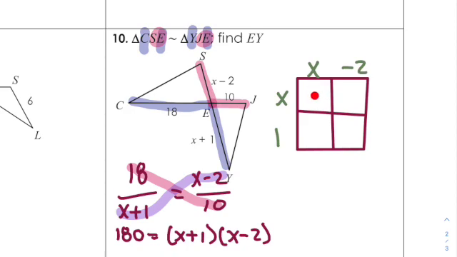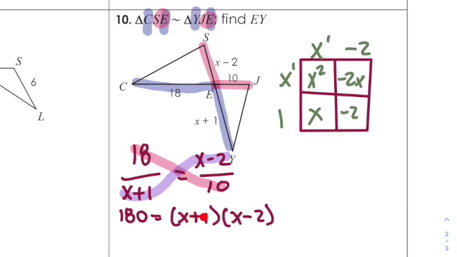And then this box includes x and x, so what's x times x? Don't forget there's an invisible exponent of 1 there. It's x squared, okay? Then we have x times negative 2, negative 2x, 1 times x goes there, which is just x. And then 1 times -2 goes here, which is -2. Okay, so you just multiplied x plus 1 times x minus 2 all within one box.